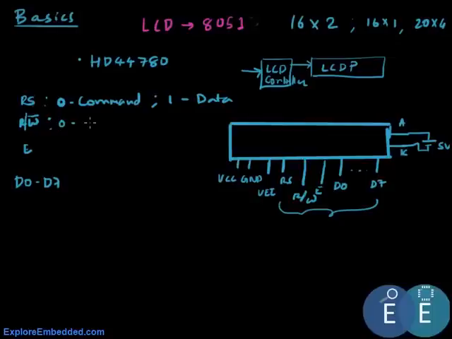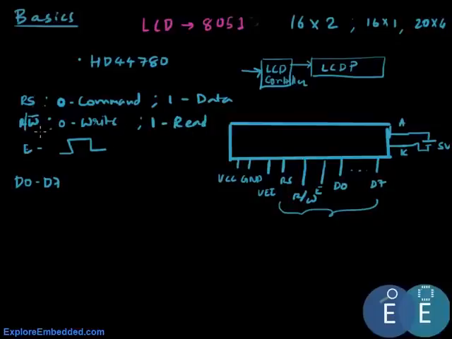So when read/write bar is 0, commands or data is written into the LCD. When it is 1, we read from the LCD, so we read either command or data. Now enable is something similar to a latch or a gating pulse. So we need to send a high to low pulse anytime we do any of these operations. So whenever we do a command read or command write, or data read or data write, we send an enable pulse.